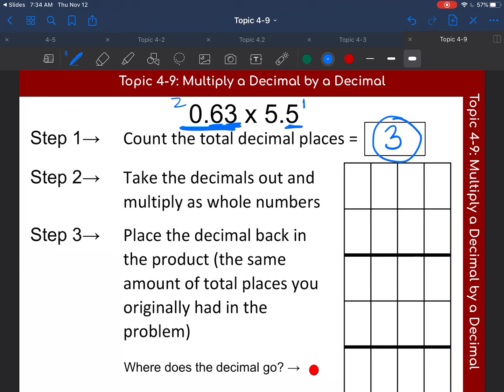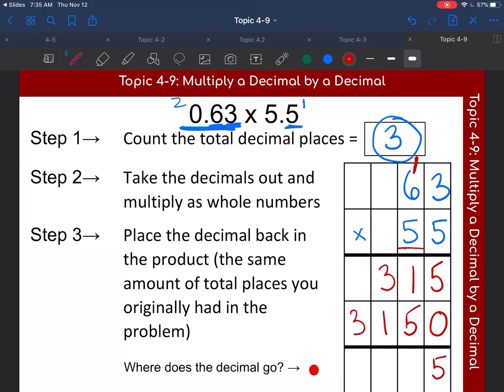Step 2 is to take the decimals out and multiply as whole numbers. So 63 hundredths just becomes 63, and 5 and 5 tenths becomes 55. Then we multiply. Why don't you do that right now on your own? Multiply 63 times 55 in your interactive notebook and see what you get. So we have 5 times 3 is 15. 6 times 5 is 30 plus 1 is 31. We're moving into the tens place, so we have a placeholder. 5 times 3 is 15 again. We can actually reuse that 1. 6 times 5 is 30, 30 plus 1 is 31. And then we add it all up.